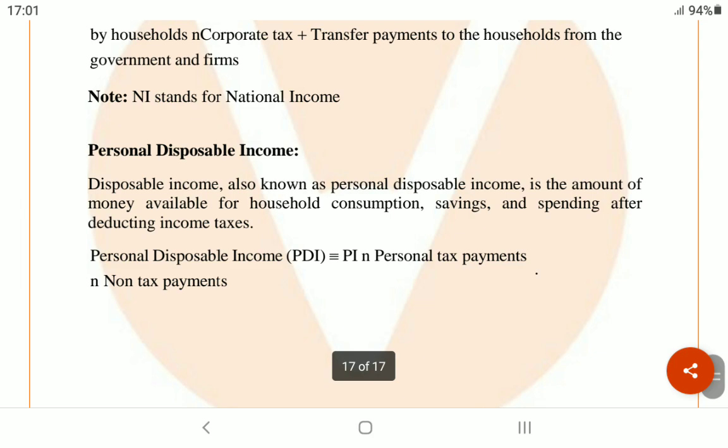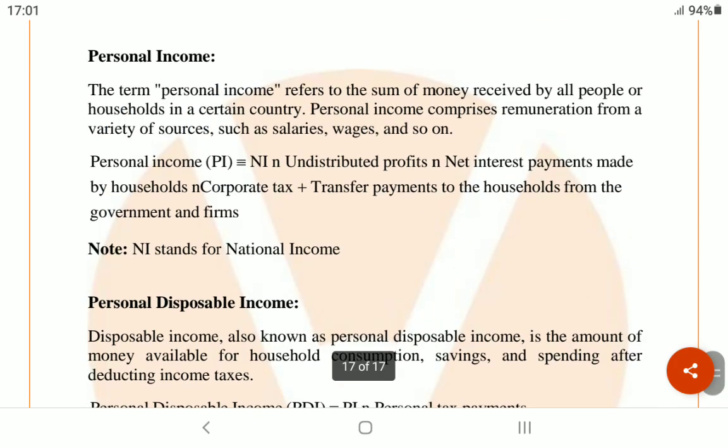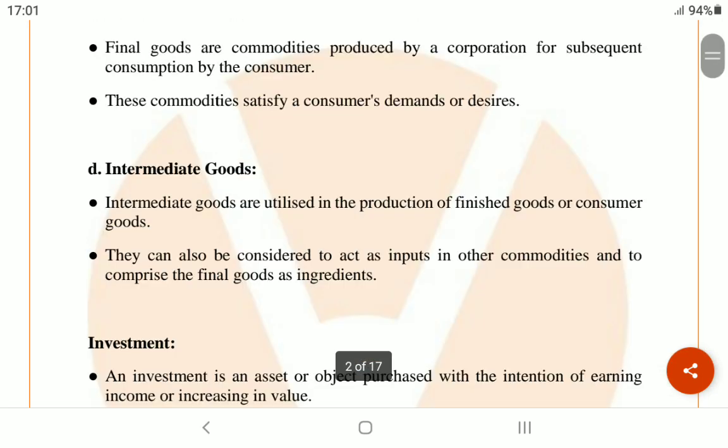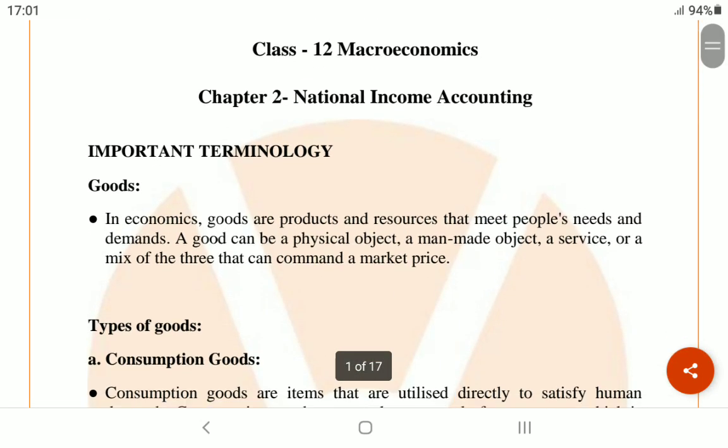Disposable income is also known as personal disposable income. It is the amount of money available for household consumption, savings and spending after deducting the income taxes. Personal disposable income is equal to PI minus personal tax payments minus non-tax payments. This is the formula. So this was your revision notes for the chapter national income accounting.